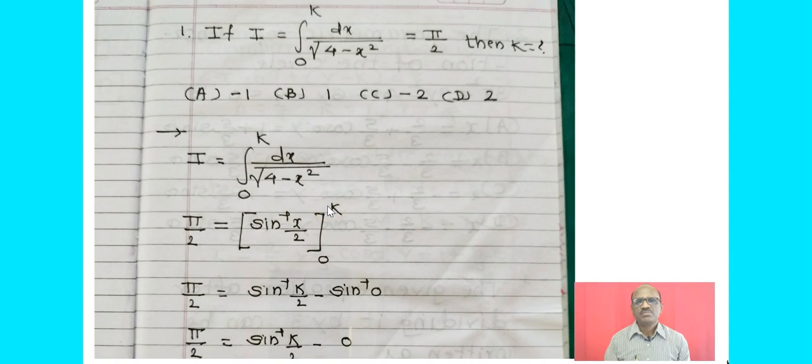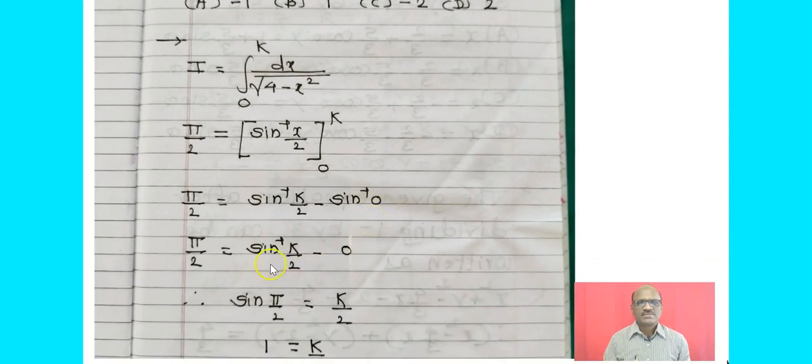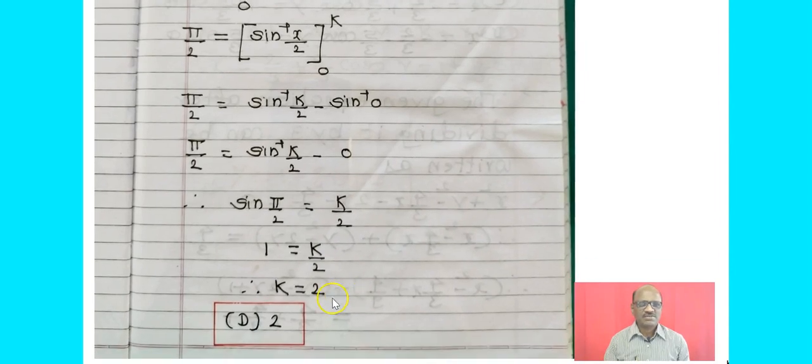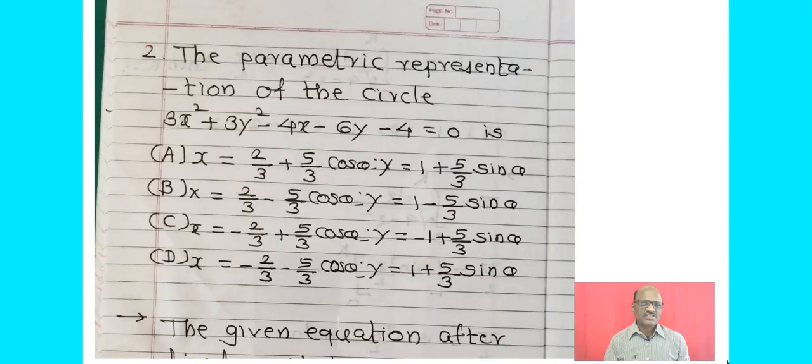Now what is the upper limit? The upper limit is k. Therefore, sine inverse of k by 2 minus sine inverse of 0. The value of sine inverse of 0 is 0, and we have sine inverse of k by 2. Now pi by 2 is equal to sine inverse of k by 2. Therefore, sine of pi by 2 is equal to k by 2, and sine 90 is 1, therefore 1 is equal to k by 2 and the value of k is 2, and hence option D is the correct one.